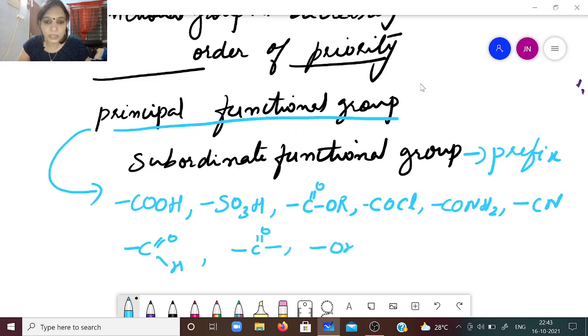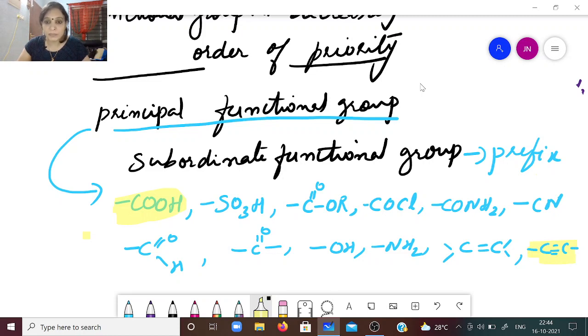Then OH. All these names and the alphabets used, I have mentioned in the third part. Then NH2, then C double bond C, that is double bond, then C triple bond C, triple bond. So these are the functional groups in decreasing order of priority. That means this is the most important functional group, and this is the least important functional group.